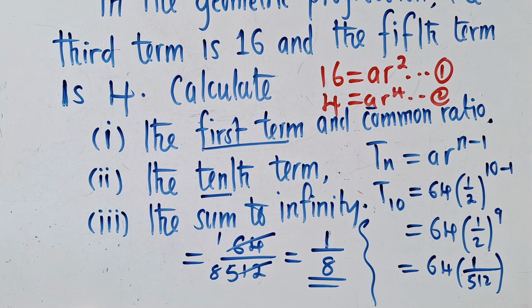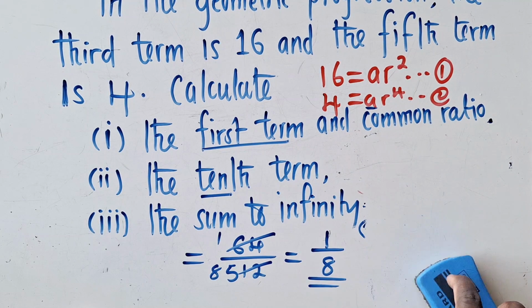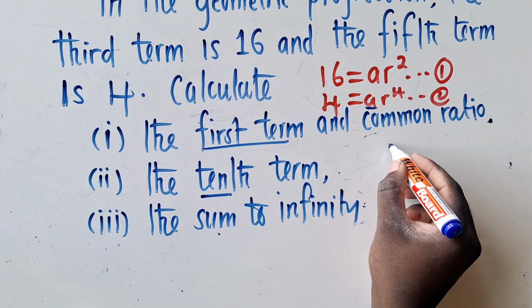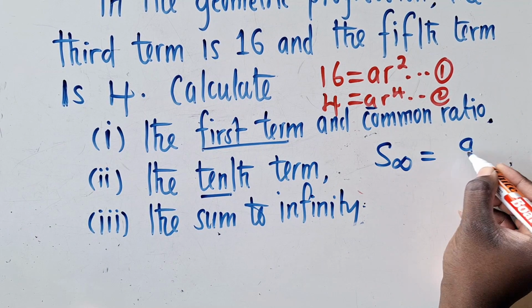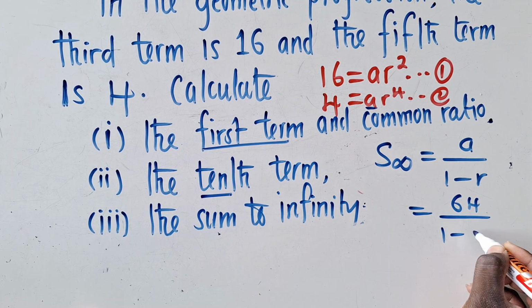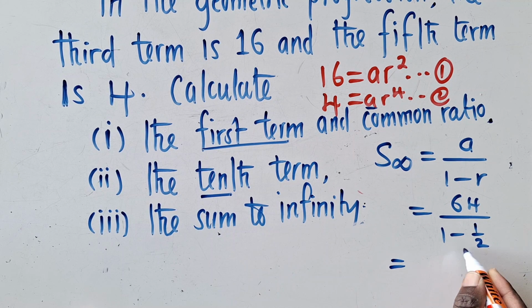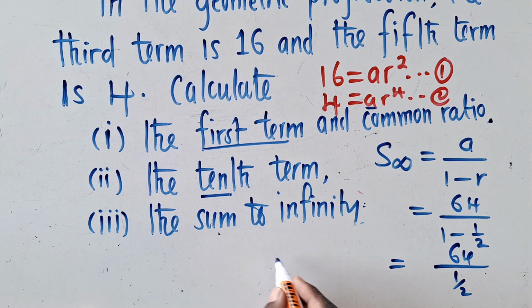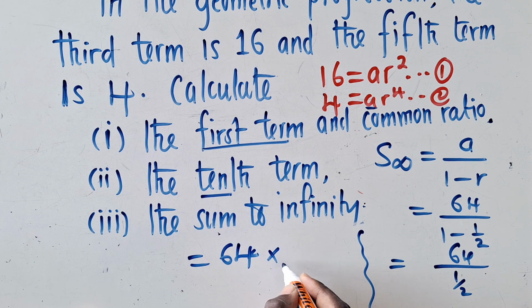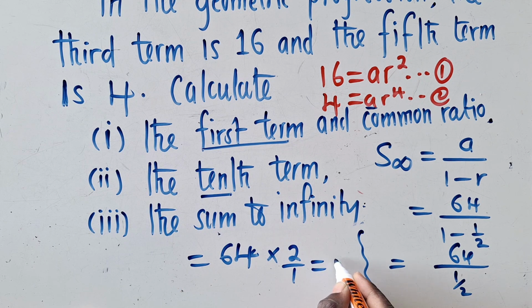Let's go to the last question. We calculate the sum to infinity. So for sum to infinity, we just need the formula. And this is how the formula looks like. We've got sum to infinity is equal to a over 1 minus r. So our a is 64. 1 minus r is 1 minus 1 over 2, which will give us 1 over 2 and 64 here. And when we simplify here, this will be equal to 64 times 2 over 1, which will just give us 128.